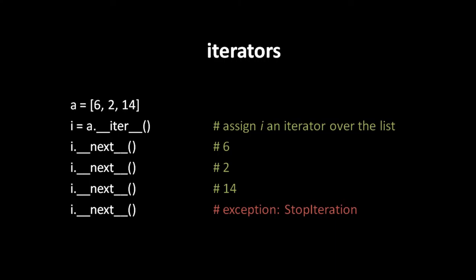So, say we have this three-item list, which we assigned to A, and from the list we can create an iterator over the list using the iter method of the list type, and we assign that to I. And with the iterator then, we can invoke its next method. And each call to next will return the next value of the sequence which the iterator wraps over, starting from the first value. So the first time we call next, it returns 6, which is the first item in the list. The second call to next will return the second item of the list, and the third call to next will return the third item of the list.